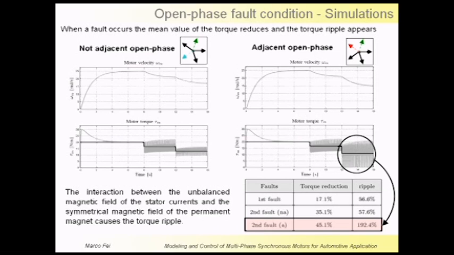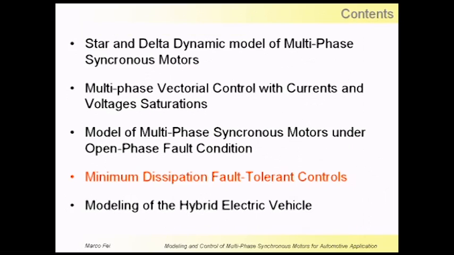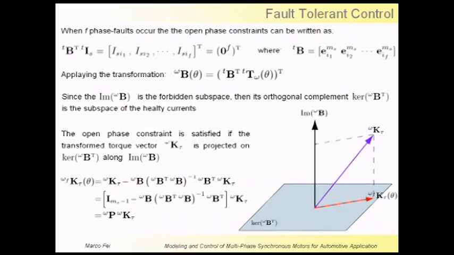So in this simulation, you can see that the motor can continue to work also in faulty condition, even if the control is not modified. But in order to obtain the desired torque without ripple also in fault condition, it is necessary to modify the control, and so it is necessary to take into account the faulty constraint.